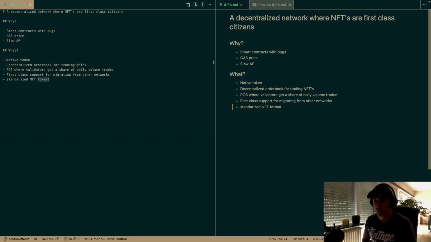And we need to have first-class support for migrating from other networks. I think that's important. I don't know how it's going to work. Like I mentioned, I didn't think about this in depth, and I will for sure.